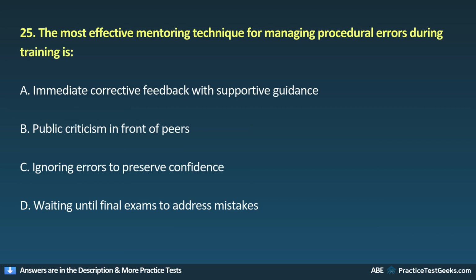25. The most effective mentoring technique for managing procedural errors during training is: A. Immediate corrective feedback with supportive guidance. B. Public criticism in front of peers. C. Ignoring errors to preserve confidence. D. Waiting until final exams to address mistakes.